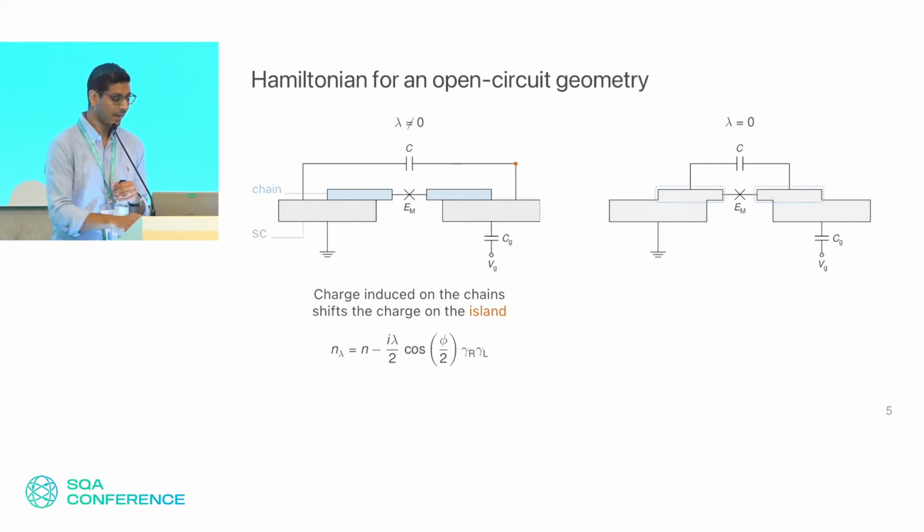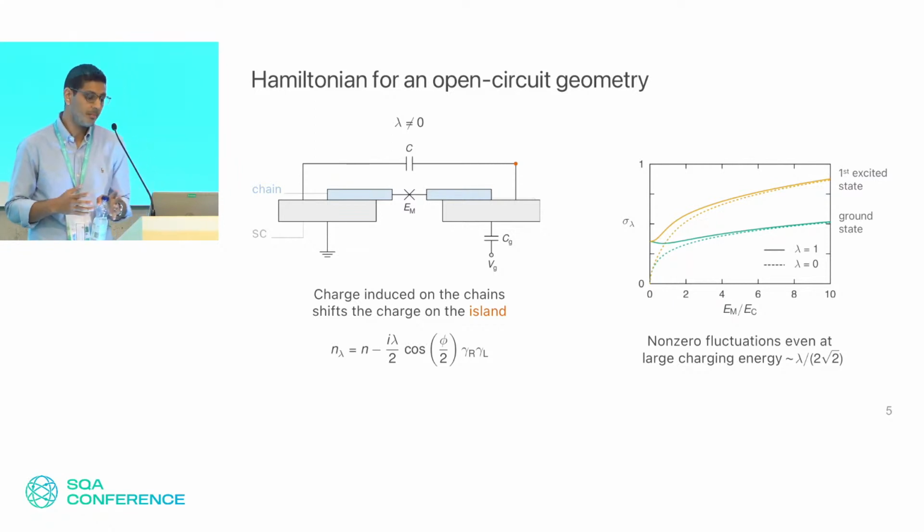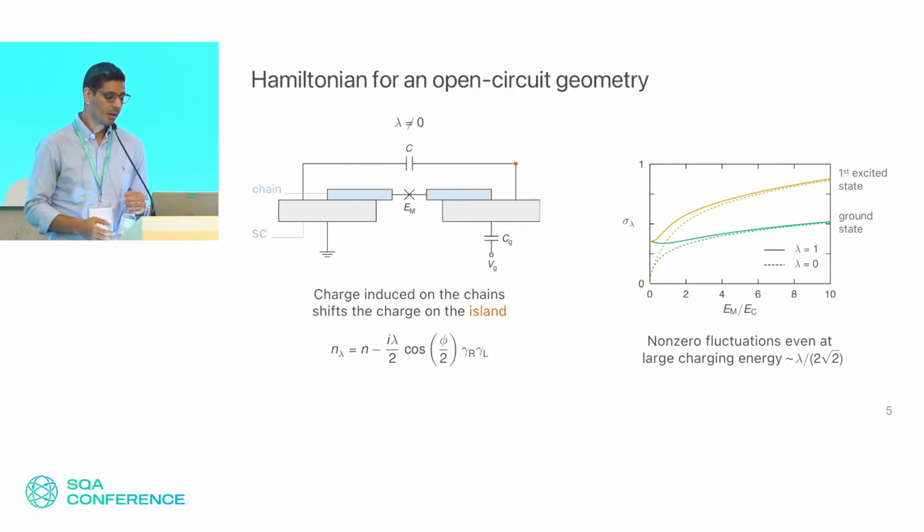For instance, if we calculate the fluctuations of the number of Cooper pairs on this island, we will see different behaviors for the two circuits. So here I show the charge fluctuations as a function of the ratio between the Josephson energy and the charging energy for the ground and the first excited state. For a large ratio, you see that the two circuits behave similarly, but as the charging energy increases, they behave quite differently. Ultimately, for a very large charging energy, one of them predicts 0 fluctuations, but the other predicts finite fluctuations proportional to lambda, which shows that we need this correct description for the fractional Josephson effect.